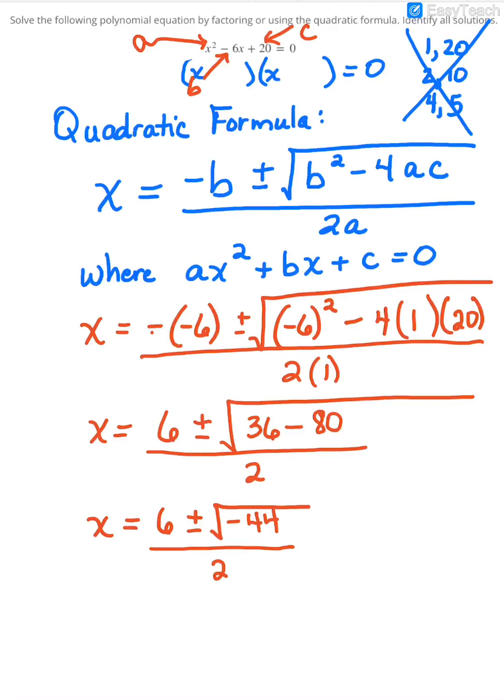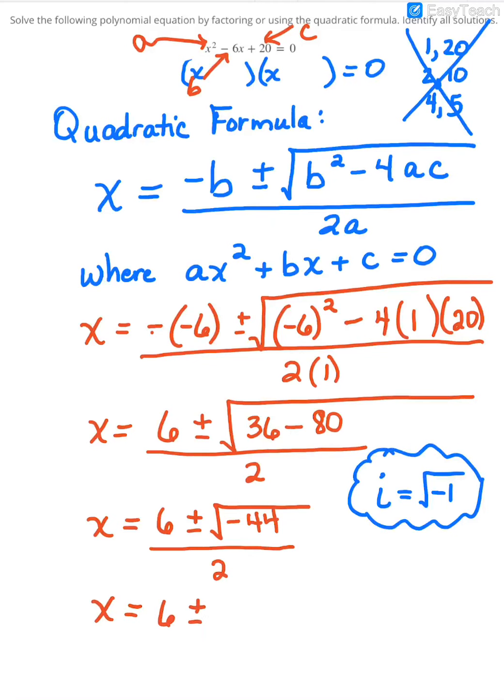At this point, you have to know that the definition of the imaginary number i is the square root of negative 1. What I'm going to do is break it apart so I can simplify. On the negative 44, I'm going to think of it as a factor of negative 1 times positive 4 times 11, and then all divided by 2.